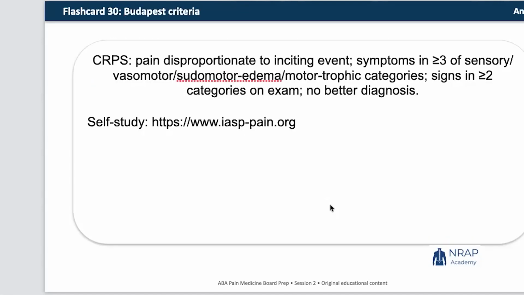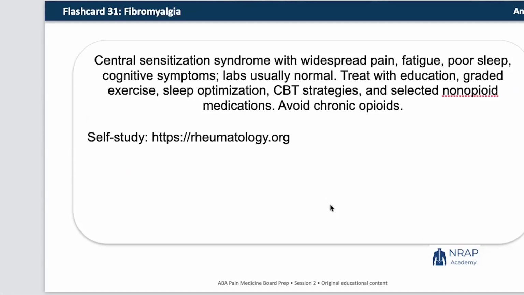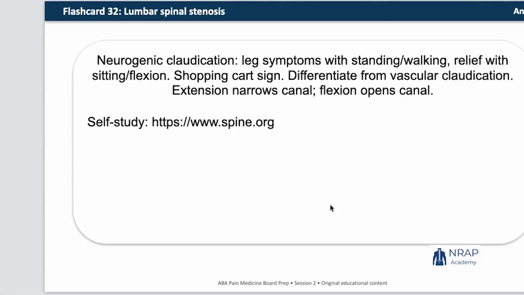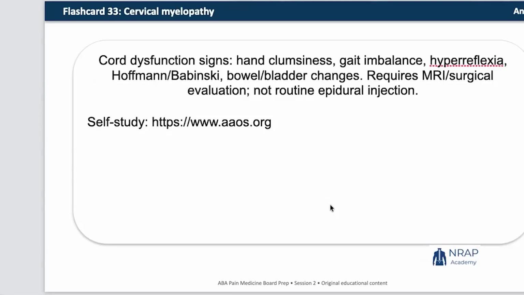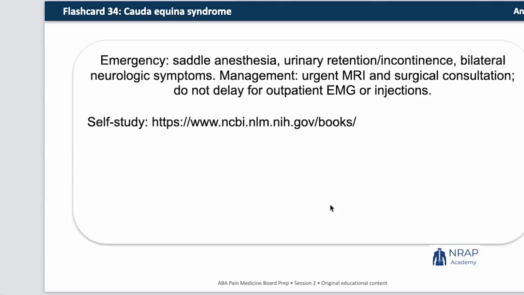Budapest criteria, we talked about last time. Fibromyalgia, we've talked about central sensitization syndrome. The shopping cart signs, cervical myelopathy, core dysfunction, hand clumsiness, gait imbalance, hyperreflexia, upper motor neuron signs, right? Hoffman, Babinski, bowel, bladder changes, and this is a surgical case, usually. Cauda equina also could be a surgical case.